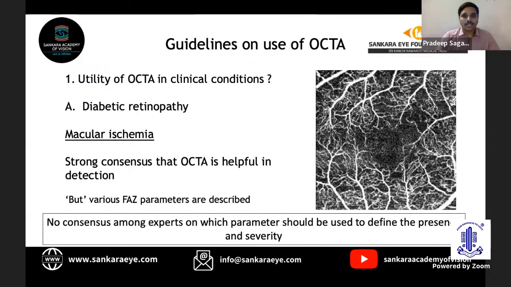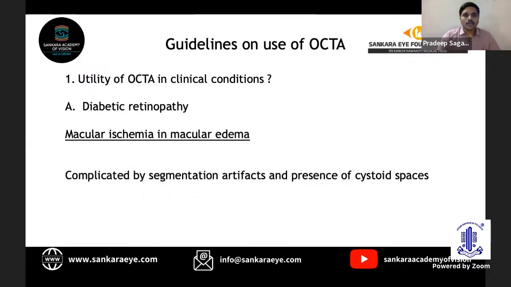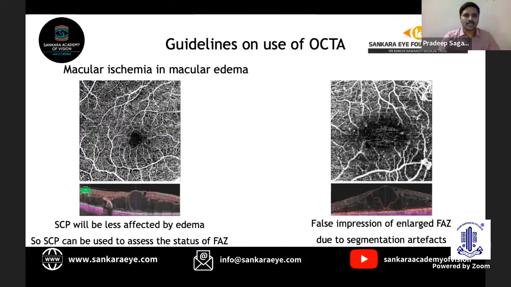But we know that there are various other FAZ parameters such as the circularity index and the FAZ area, and there was no consensus among the experts on which parameter should be used to define the presence and the severity of macular ischemia. We know that in macular edema, the assessment of macular ischemia could be complicated by segmentation errors and the presence of cystoid spaces. Here we can see an example in which, in the superficial capillary plexus, even though there is edema, it is less affected and we will be able to assess the foveal avascular zone.